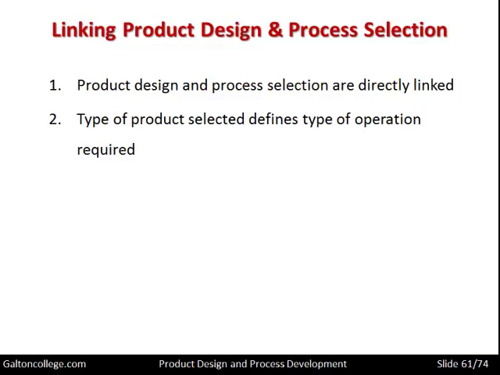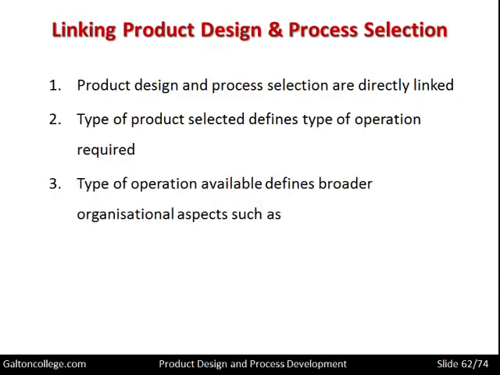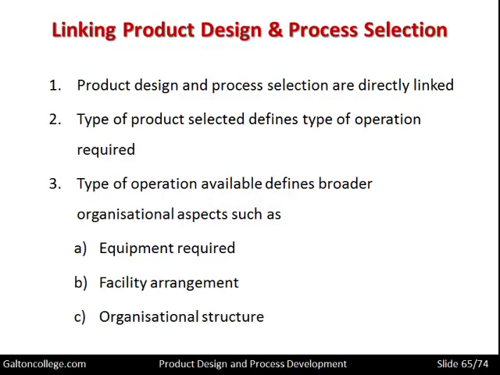The type of product selected defines the operation required. The type of operation available defines broader organizational aspects, such as the equipment required. So the type of operation available defines the broader organizational aspects: the equipment, the facility arrangement, and the organizational structure.